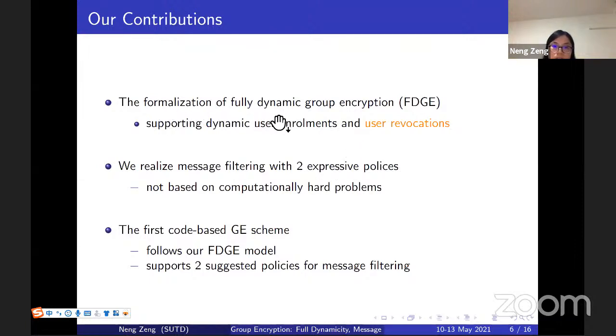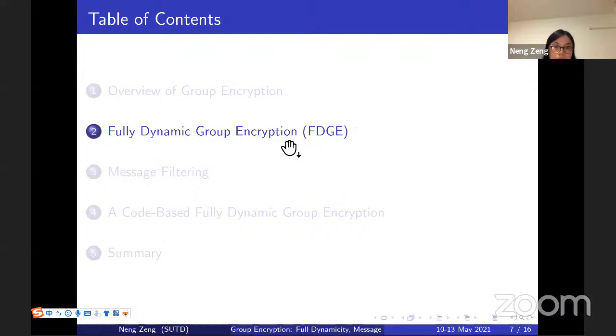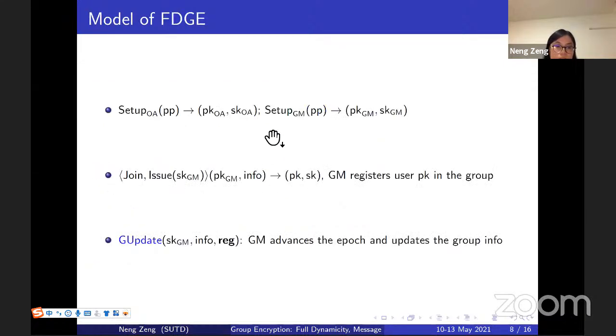The first is the formalization of fully dynamic group encryption. We realize message filtering with 2 expressive policies, and we construct the first code-based group encryption scheme, following this model and these 2 suggested policies. So I will go to the first contribution and briefly introduce the model of fully dynamic group encryption.